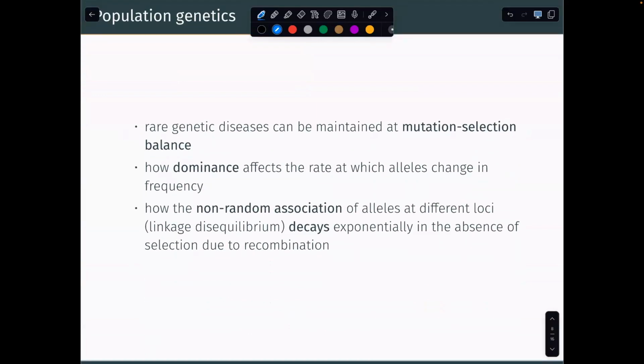We talked a bit about rare genetic diseases. I've already mentioned this, about the fact that they can be maintained at mutation selection balance, even if they're highly disadvantageous. If they're recessive, they're very difficult to purge from a population.